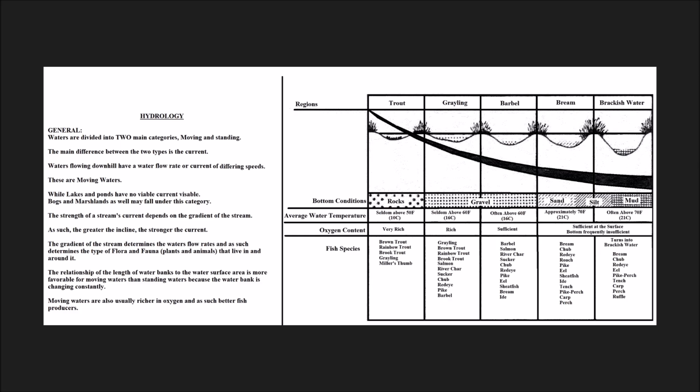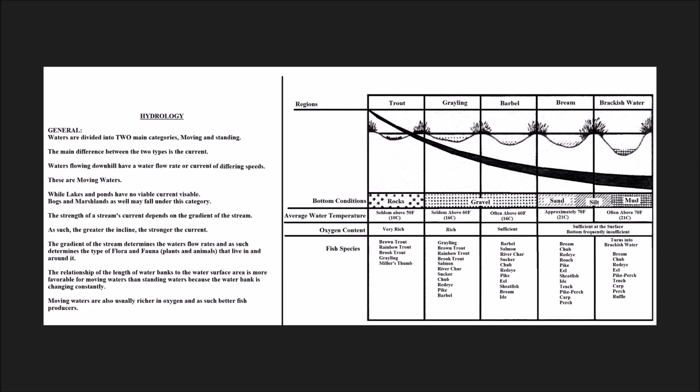Waters are divided into two main categories, moving and standing. The main difference between the two types is the current. Waters flowing downhill have a water flow rate or current of differing speeds. This depends on how it falls along the gradient, and as the land levels out, of course, the current slows down. Anything of this category, including slow-moving rivers, streams, things of this sort, these are moving waters.